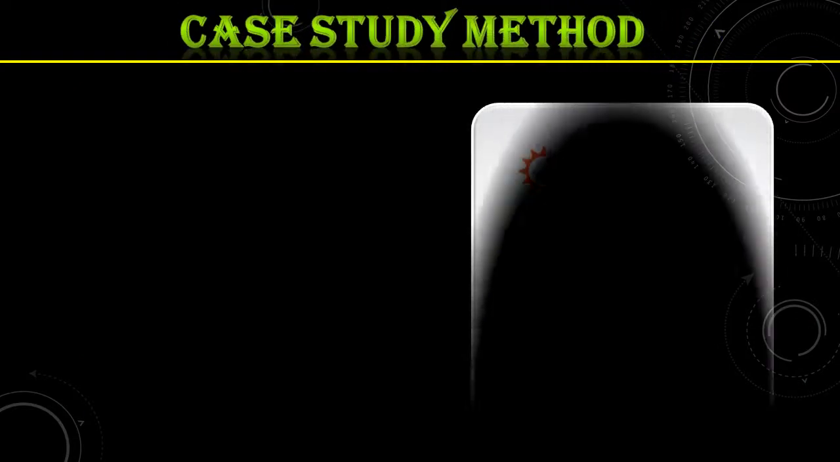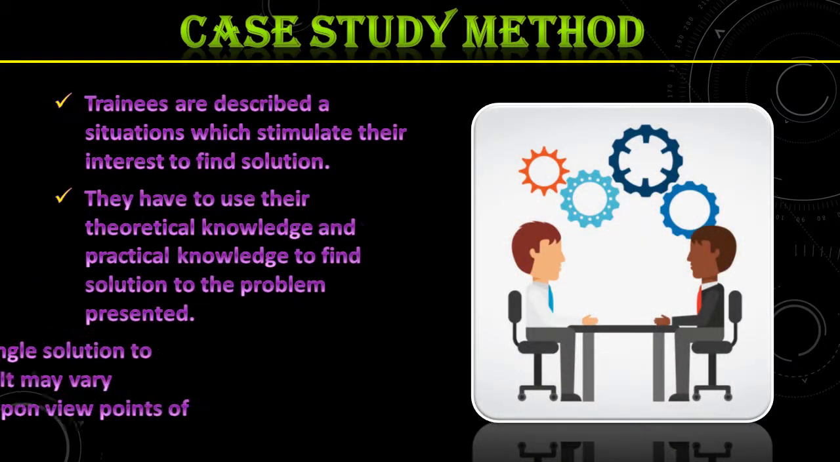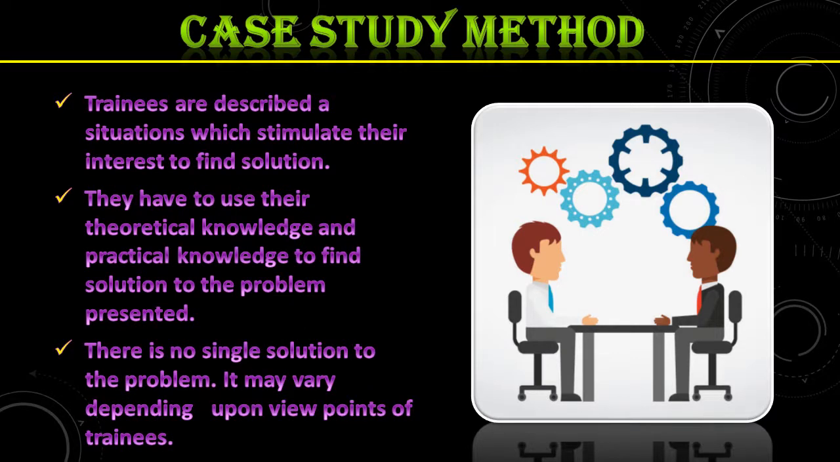Next method, case study method. In this method, trainees are described a situation which stimulates their interest to find a solution. They have to use their theoretical knowledge and practical knowledge to find a solution to the problem presented. There is no single solution to the problem. It may vary depending upon the viewpoints of the trainees. The purpose of the case study method is to make the trainee apply their knowledge.